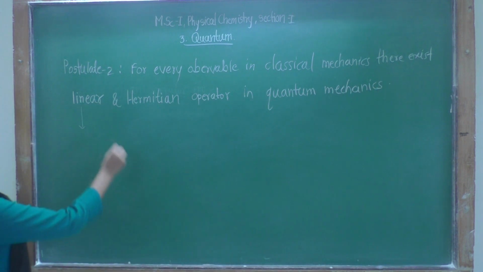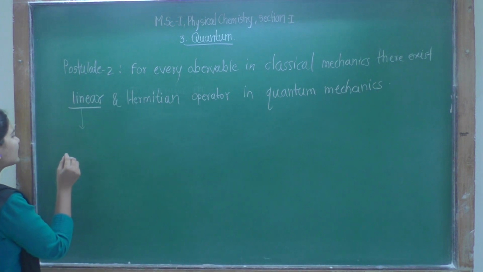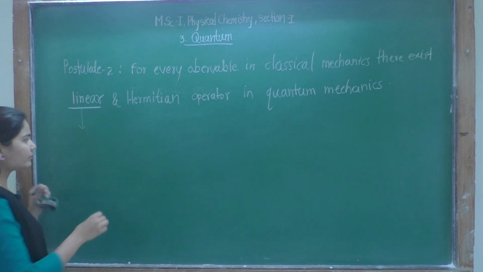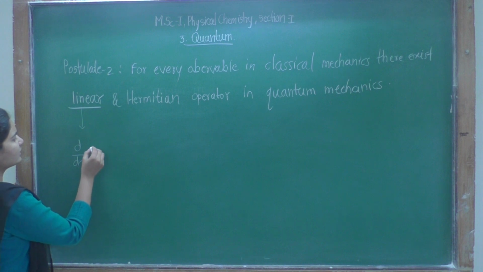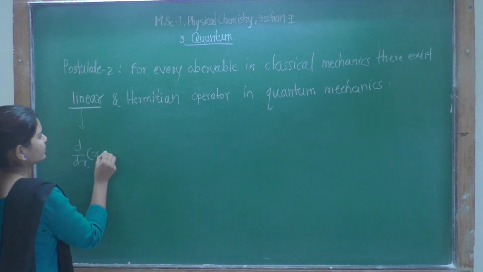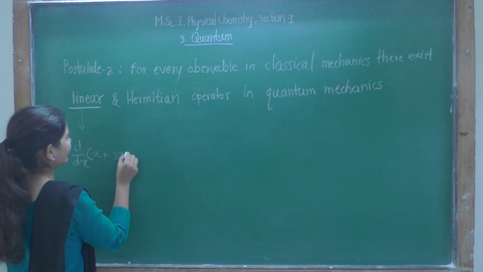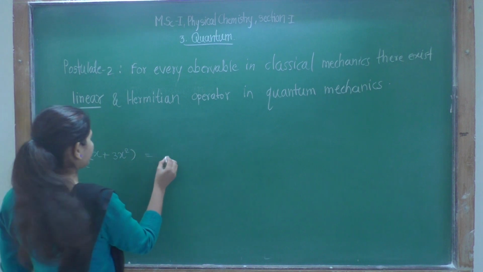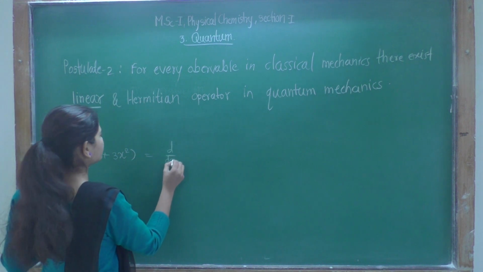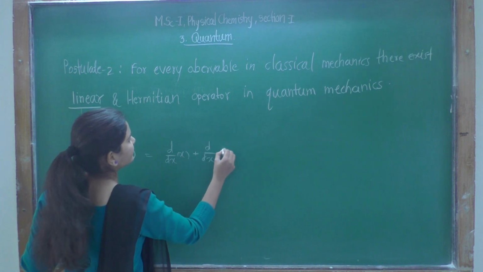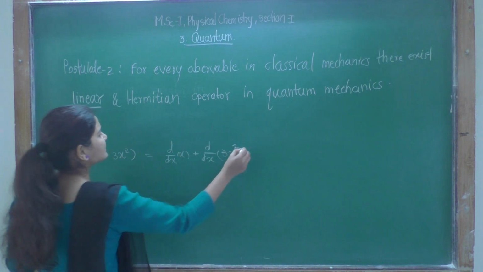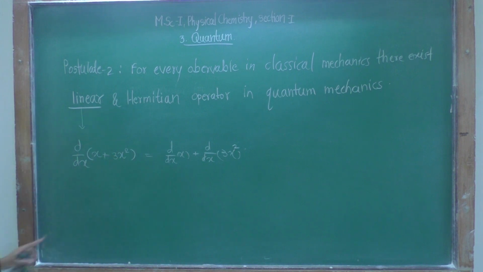That's it. So, we have seen this. What was that? See, the derivative d by dx of x plus 3x square. How do we write it? We can write it as d by dx of x plus d by dx of 3x square. So, this is a linear operator. We can write in this form.